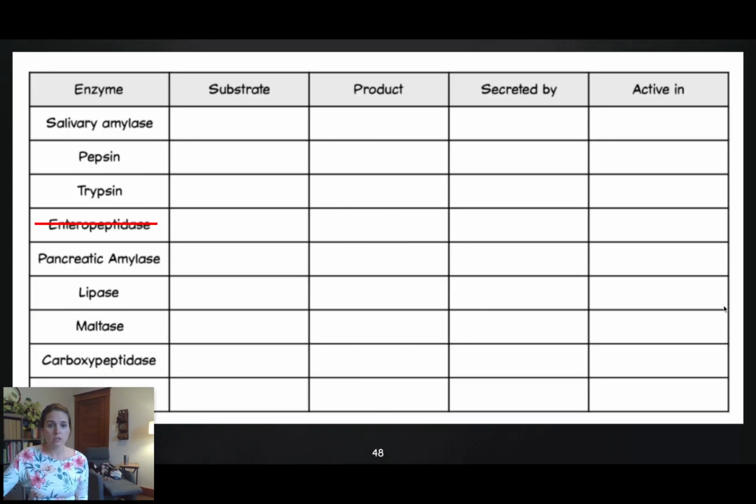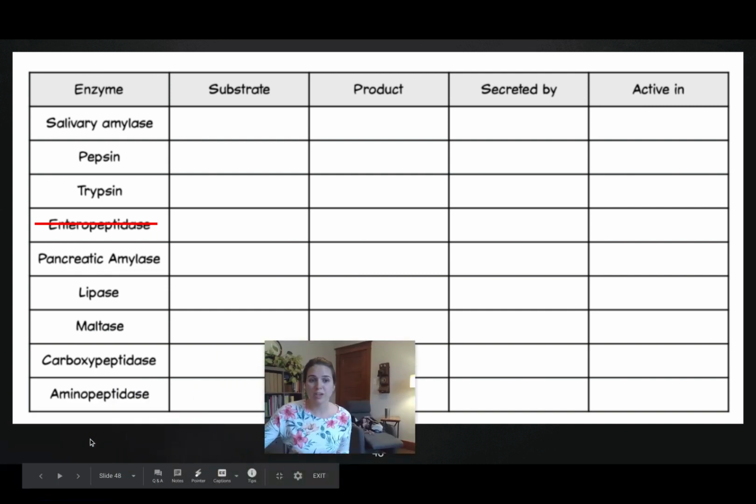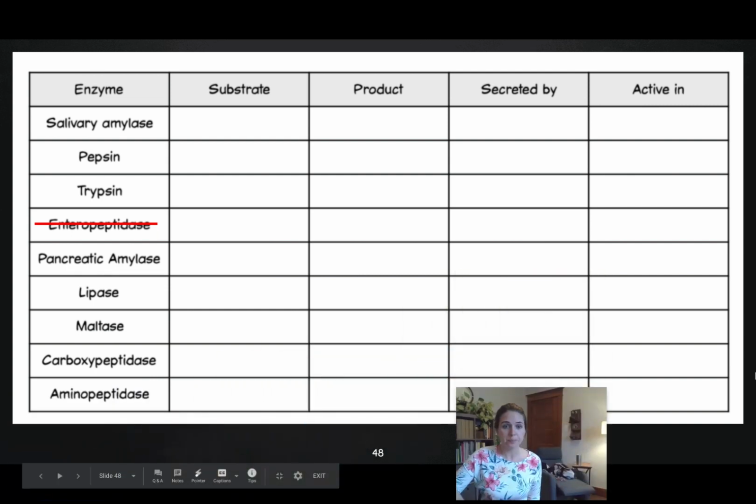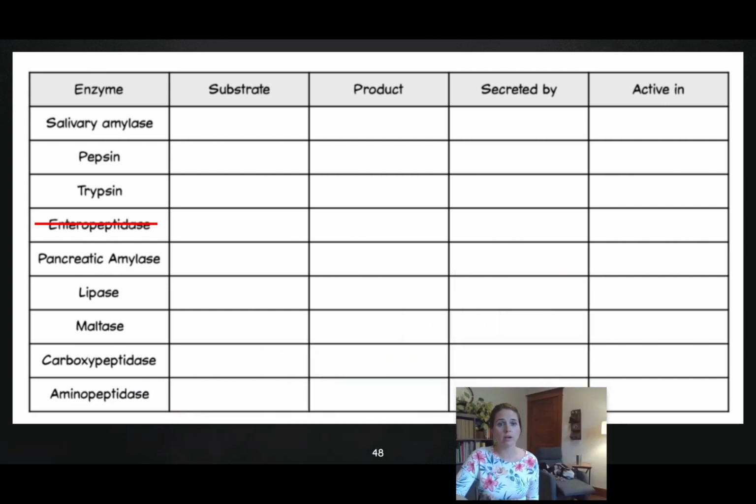All right, so we're not going to actually fill this chart out. It's in your notes. We're not going to fill it out yet, I should say. But we are eventually going to cover all of these different enzymes. Some of them already look familiar to you, hopefully.